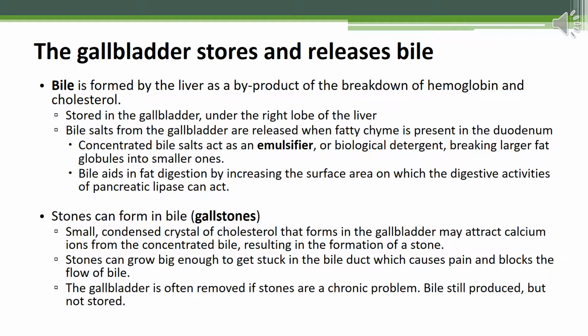And for this reason, the gallbladder is often removed if stones are a chronic problem. And because the gallbladder only stores bile, it's still produced, it's just not stored. We just have to make more each time there's lipids in the duodenum of the small intestine.